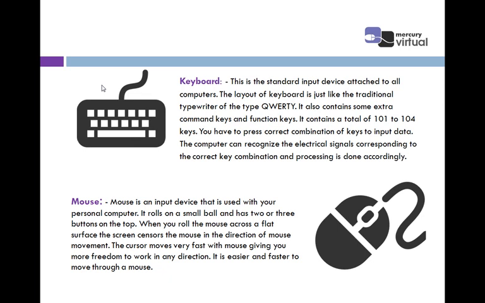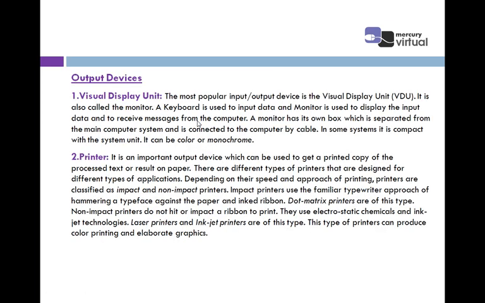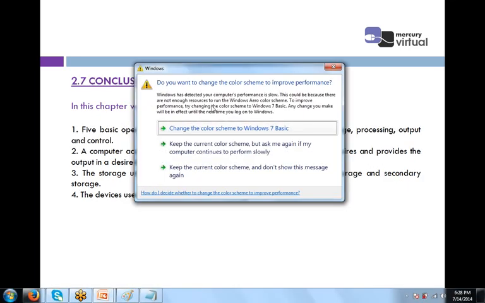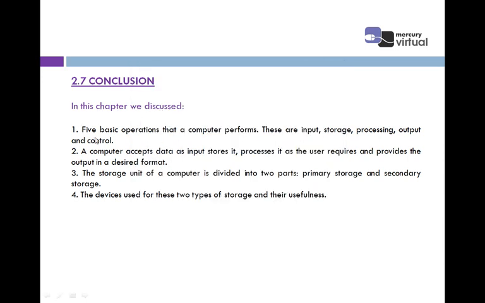Then there are different categories of input devices, that is keyboard, mouse, scanner, and scanner includes MICR, OMR. Output devices include VDU and printer. Printers are of 2 categories, impact printer and non-impact printer. Impact printers include the dot matrix printer. Non-impact printers include the laser printer and inkjet printer. That's all. Then there is a conclusion. In this chapter we discuss 5 basic operations that the computer performs, that is input, storage, processing, output and control.